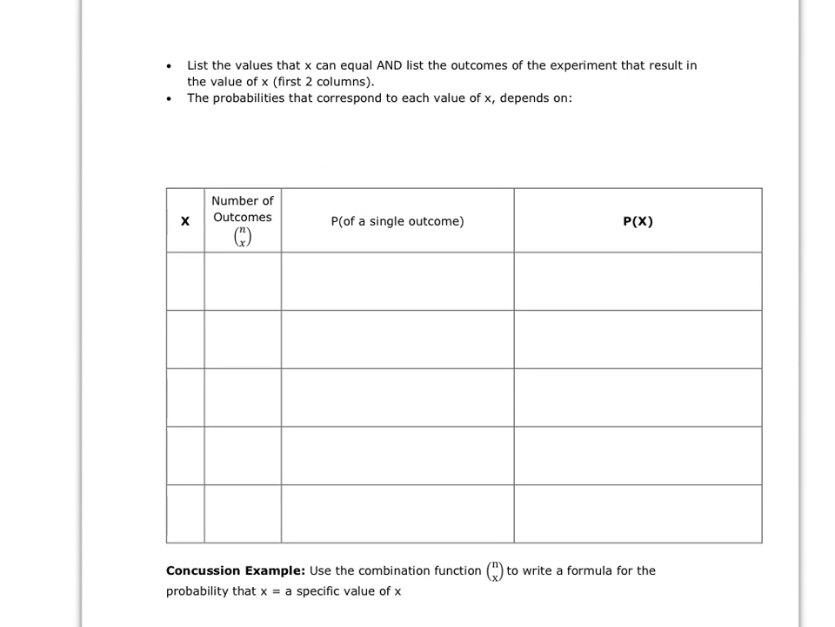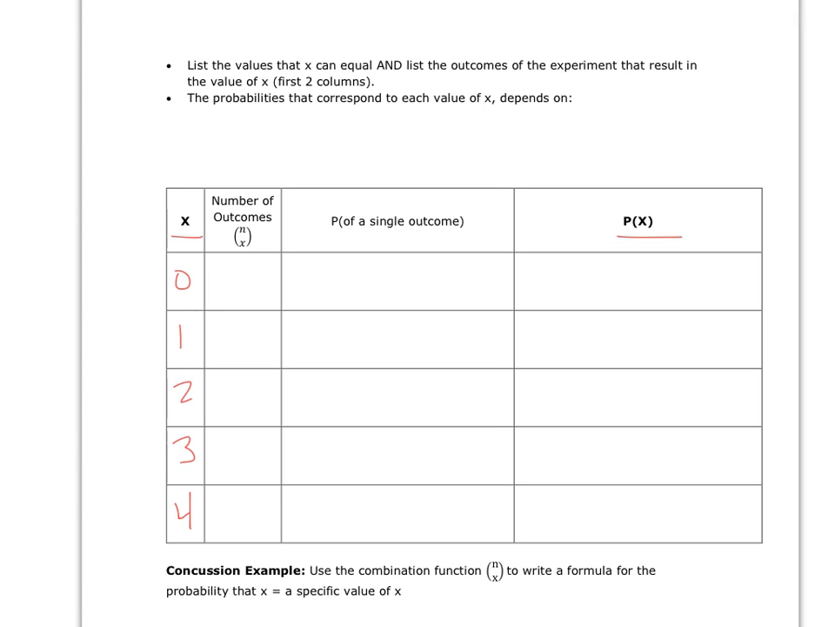Okay, now we want to build a PDF table, and we don't normally have to do this, but it's going to help us come up with the formula. So first thing, in a PDF table, we want to list the values that X can equal. So we've got a column for that, and then we have the column for the probability. We have a couple other columns that are going to help us get there. So the values that X can take on are 0, 1, 2, 3, and 4.